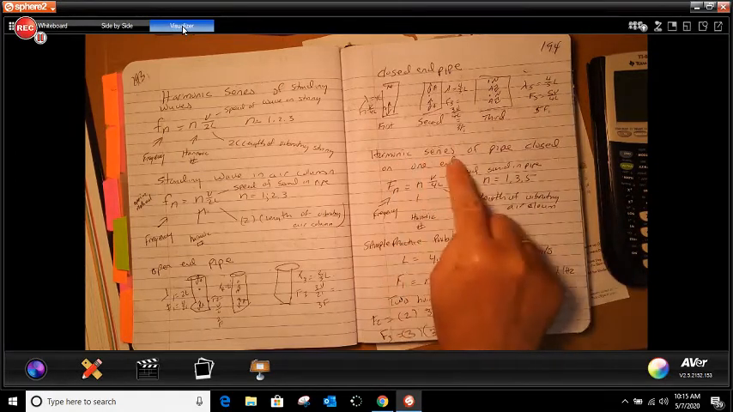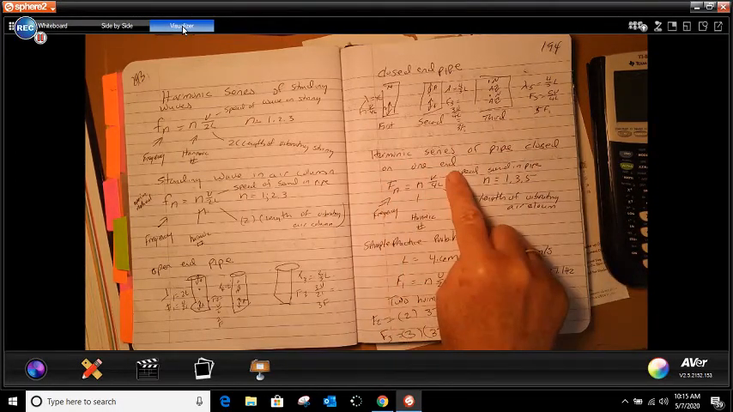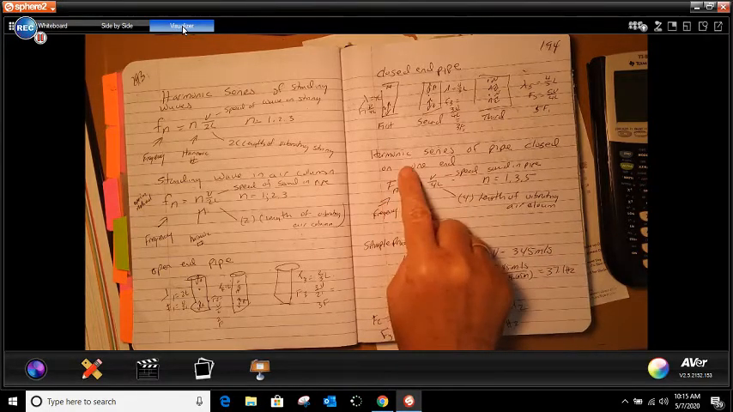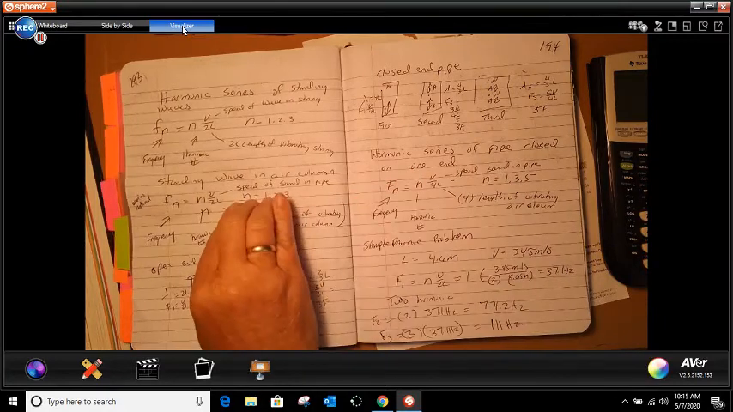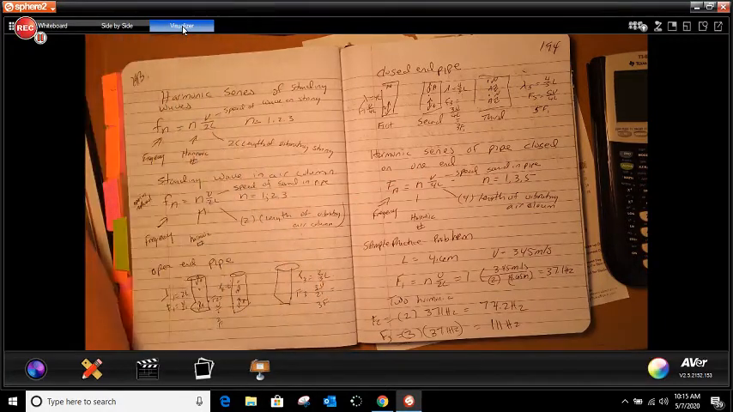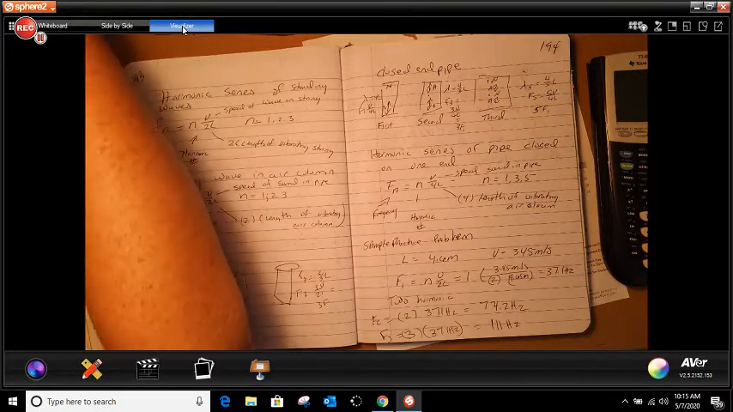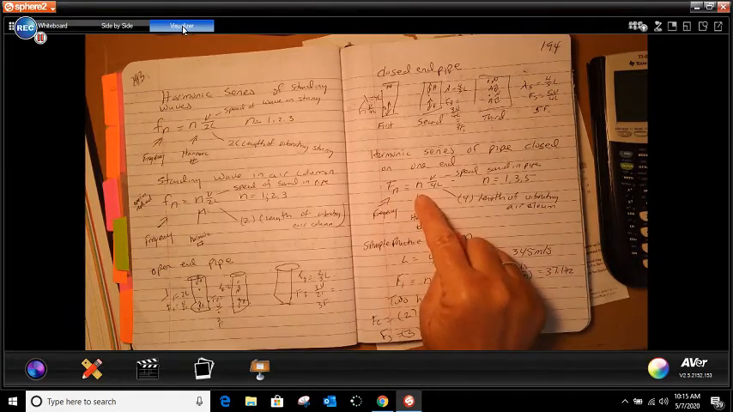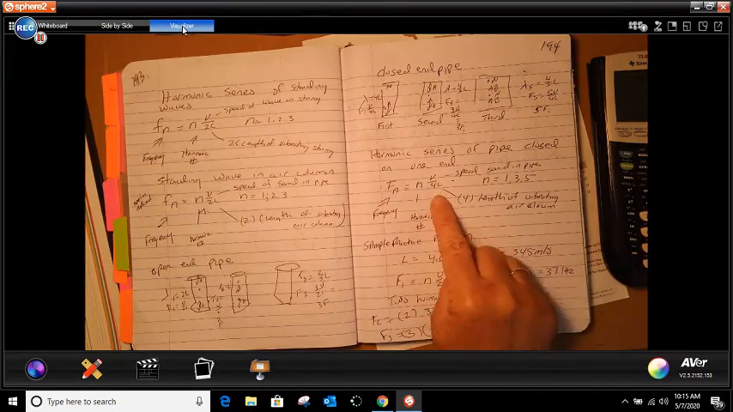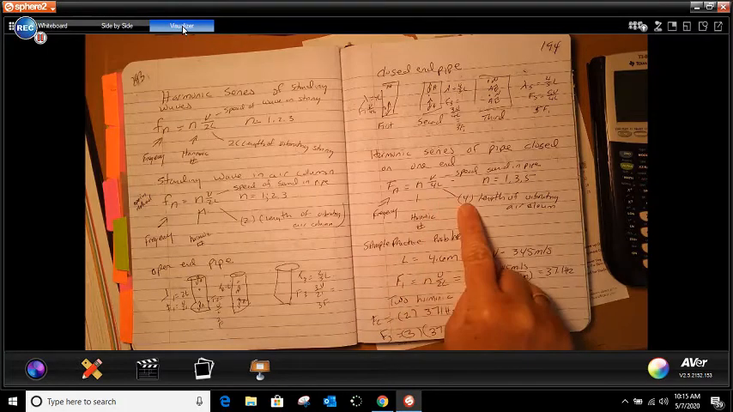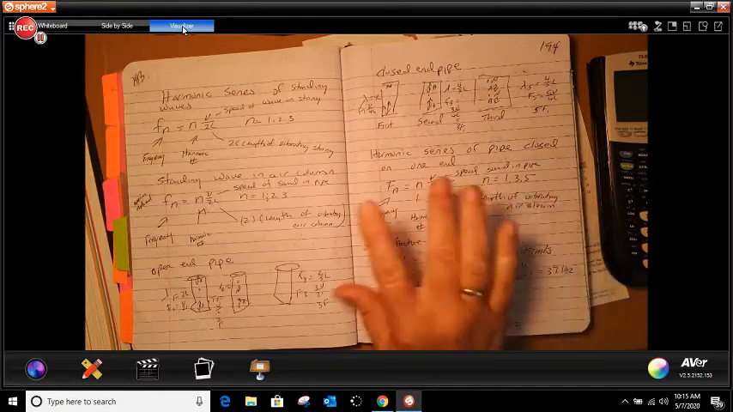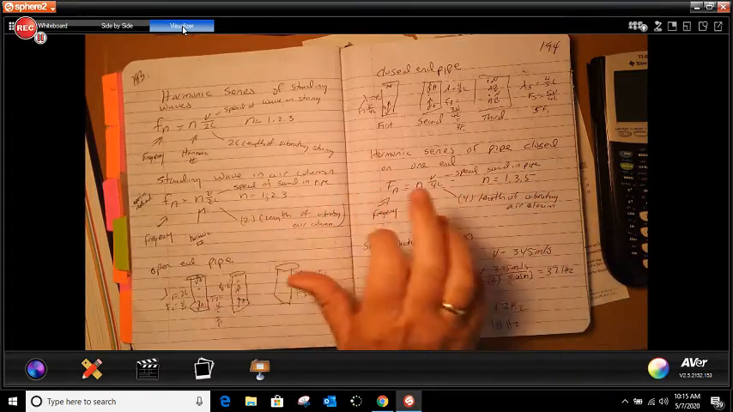So harmonic series of a pipe closed on one end. After that, it gave us this equation for this one. This is a closed pipe. This is an open pipe. Okay? So Fn, which is frequency, equals the harmonic number times the speed of sound in the pipe divided by 4 times the length of the vibrating air column. Okay, so there's a difference here, and the difference is just the 2 or the 4.